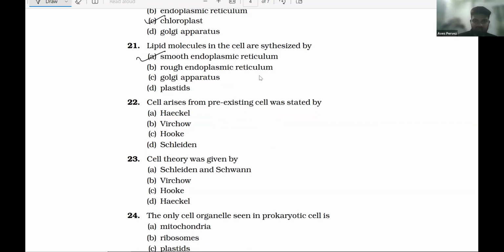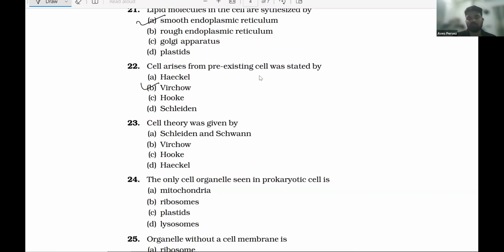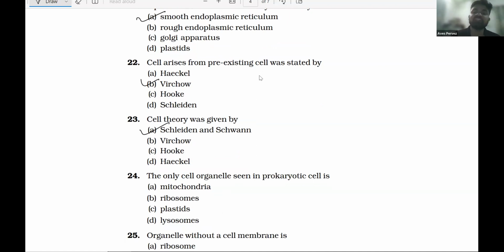Next, cells arise from pre-existing cells was stated by Robert Virchow. Cell theory was given by Schleiden and Schwann. Actually, the Virchow statement was also added to this, but the question does not have more than one correct option, so take option A. If more than one correct option is given, then Virchow will be added, and A and B will be there.